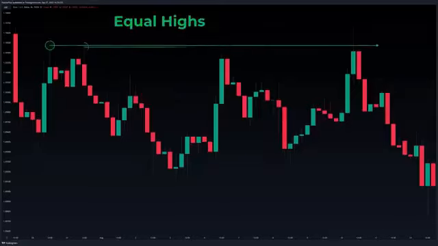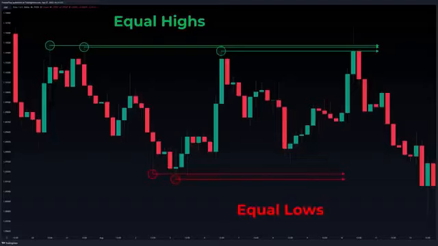Notice how three swing highs cluster together roughly in the same level. Still in the same chart, we can spot an example of equal lows. In this case, three swing lows cluster to form equal lows. Notice that equal highs and lows don't necessarily happen in the same price level perfectly. They simply cluster together in the same area, roughly speaking.